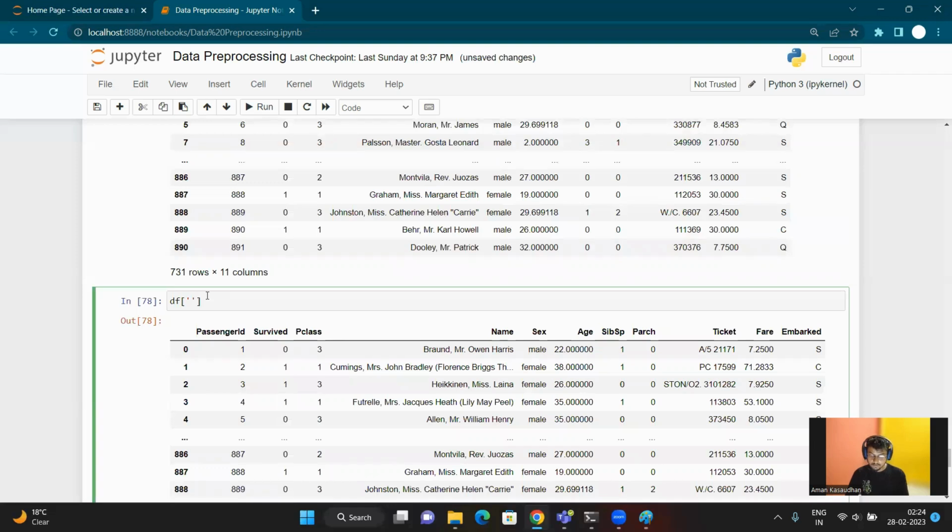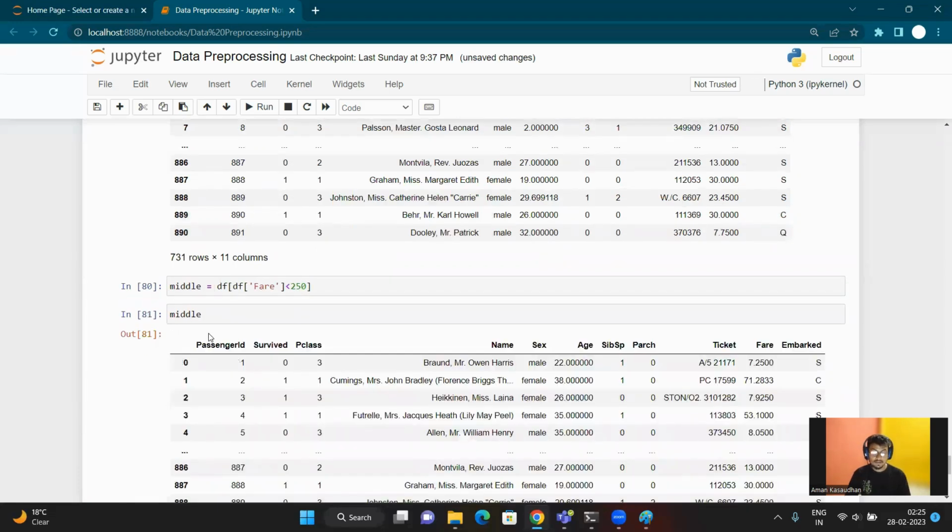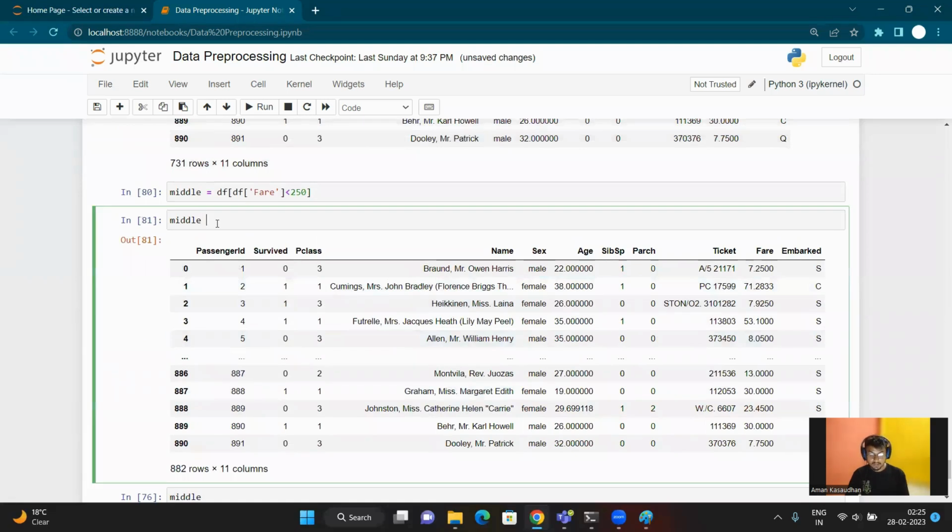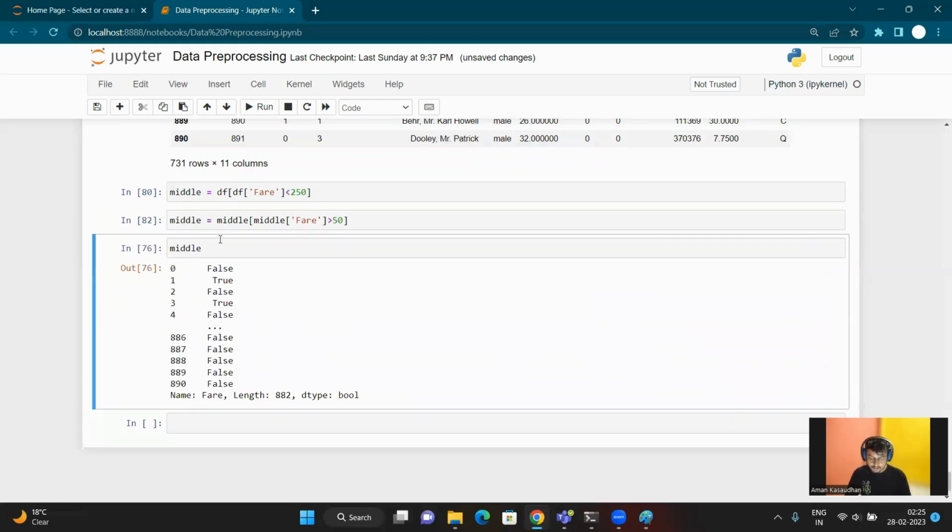Now we wanted the data of fare less than $250, and inside that, pass df. So we're getting the proper data frame out of here. Now we will wrap it with the middle variable. Yes, we got that middle. Now we are getting middle as a proper data frame. Now we have to apply one more condition, that it should be greater than $50. We are dividing three categories: poor, middle and rich. So middle will be like that: middle is equal to middle of middle, sorry, fare greater than 50. Now let's see.